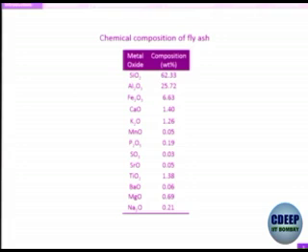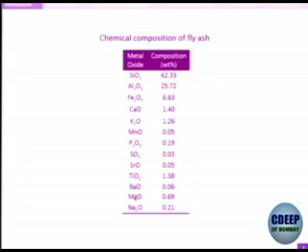So this is the chemical composition of fly ash. Chemical composition means what are the different chemicals, what are the different elements present in the fly ash. This we determine using the X-ray fluorescence technique. X-ray fluorescence, have you heard of it, XRF? The X-ray fluorescence technique will help us.